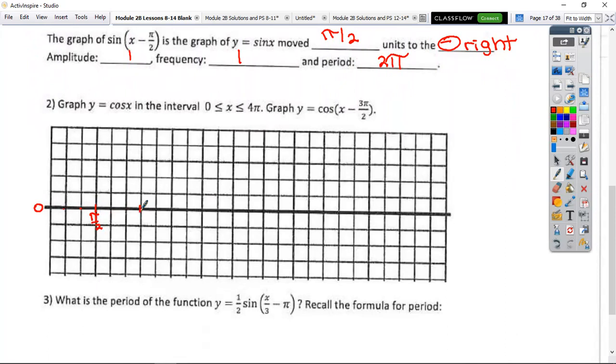1, 2, 3, pi. 1, 2, 3, 3 pi over 2. 1, 2, 3, 2 pi. Now I'm just going to double it. 1, 2, 3, 5 pi over 2. 1, 2, 3, 3 pi. 1, 2, 3, 7 pi over 2. 1, 2, 3, 4 pi. Done.